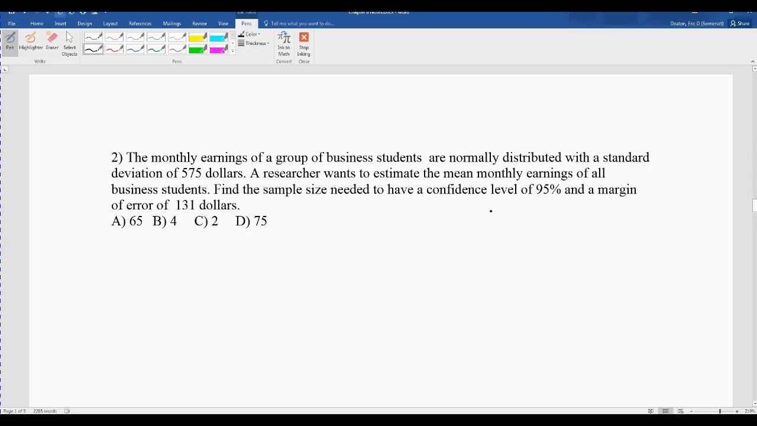Looks like I have one more example. That's your sigma, which is 575. Samples, we need the N. Confidence level is 95%. Margin of error, you're told, is 131.